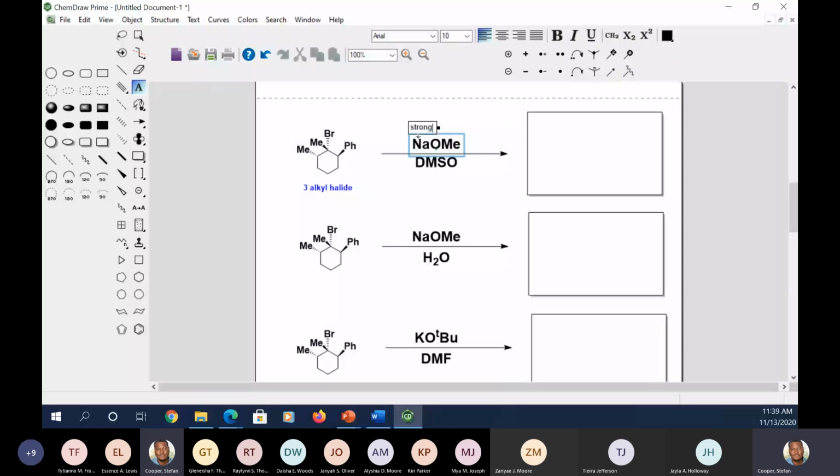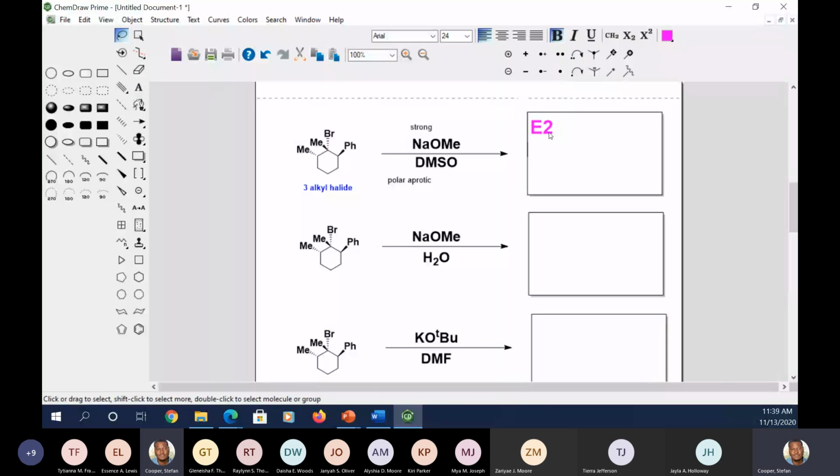Strong base, and my solvent is which type? Polar protic. This is polar, but this is aprotic, right? H here. So what reaction conditions or mechanism conditions am I favoring here? These are all bases, so I'm not doing SN1. This is going to be the E2 mechanism, right? Okay, good. So this is an E2 process.